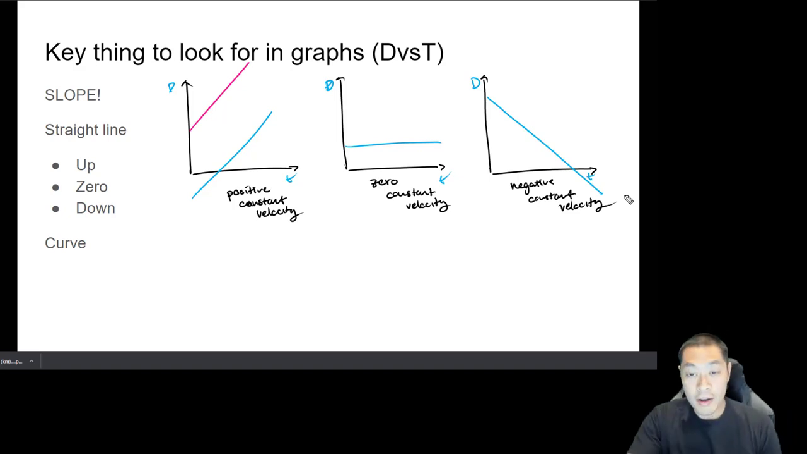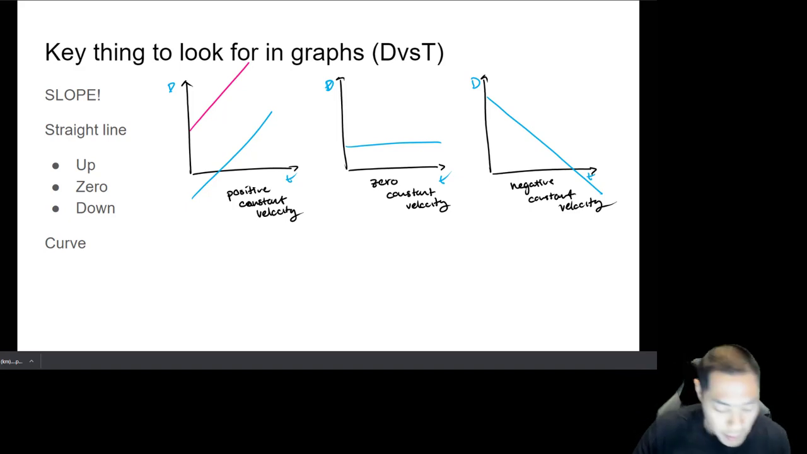So we have either, let's say, somebody moving forward at 2 meters per second, somebody at 0 meters per second, someone going backwards at 2 meters per second. So that's what's happening. The magnitude is the slope, which we're going to ignore for now. We're just going to talk about in general what's going to happen.